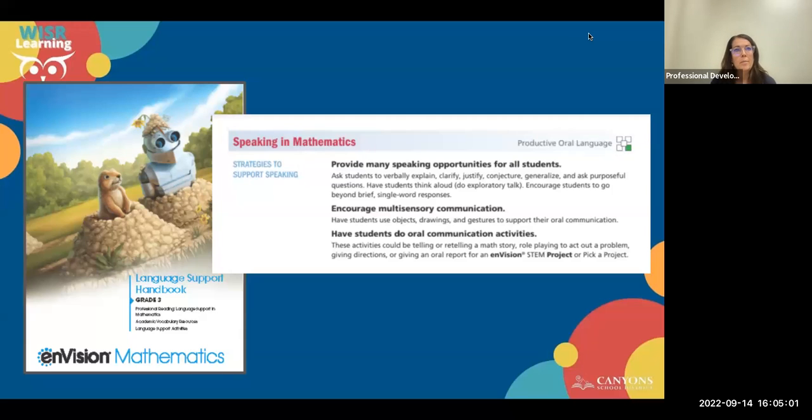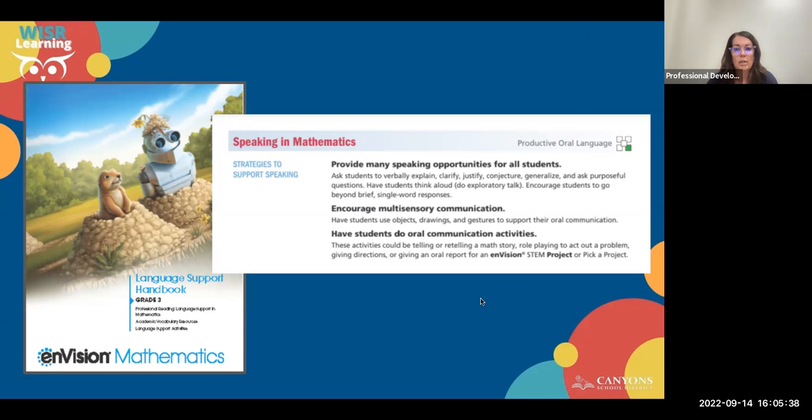A strong instructional classroom has a lot of student discourse. So we should provide many opportunities for all students to speak. We should encourage multi-sensory communication, where students use objects, drawings, and gestures to support oral communication. We also should have students do oral communication activities. It shouldn't just be a sit and get or a single student speaking. Speaking in math is on page 17 in your language handbook, which you cannot see, but page 17.